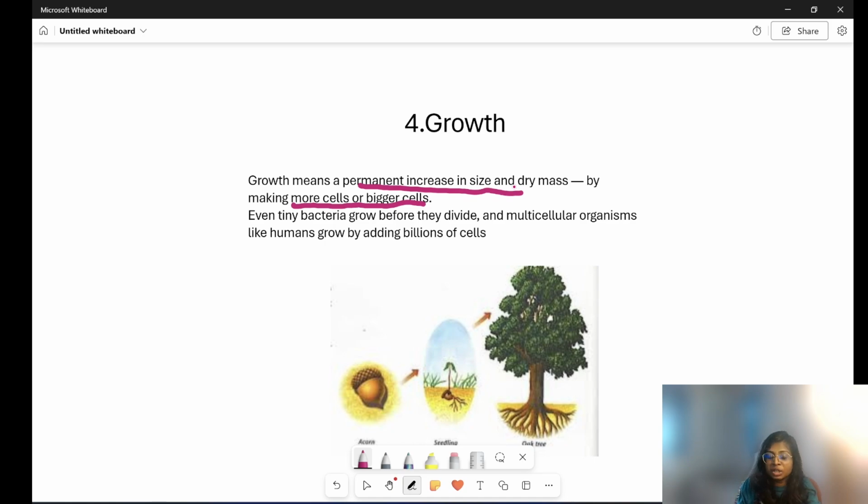We know a single-celled organism has only one cell. They increase in size, while multicellular ones have a lot of cells. So they grow by adding more cells and becoming more complex. Think about how tiny seeds, as this diagram also shows, become a tree. This is all about growth in action. So let's move to the next characteristic.